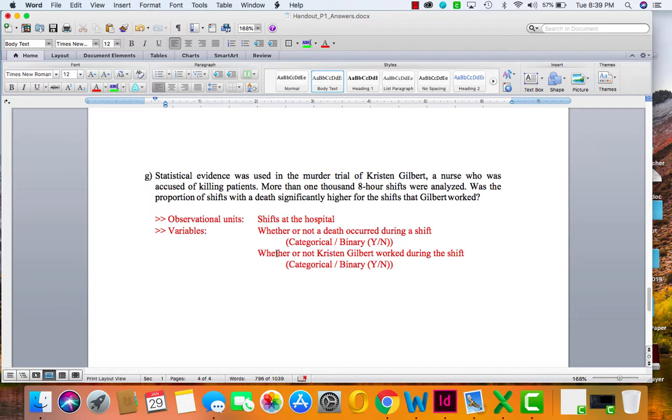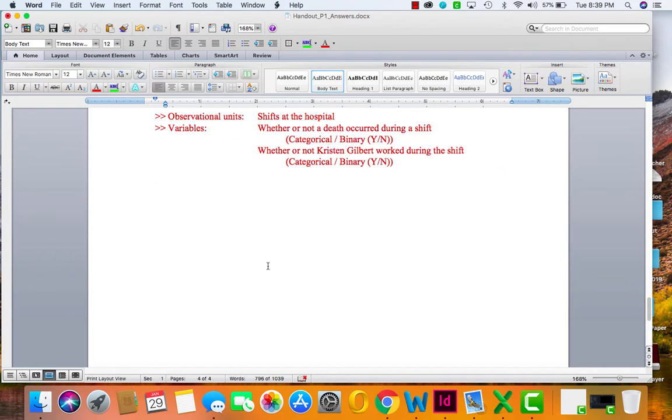And the variables, so two things we were looking at: whether or not a death occurred during a shift, and whether or not the nurse worked during that shift. We are going to actually do this study later on in the semester, and we're going to look at the entire set of data from the viewpoint of the defense attorney or the prosecuting attorney. And so we'll be able to see how we can work the data to our advantage. So that is a preview of coming attractions.